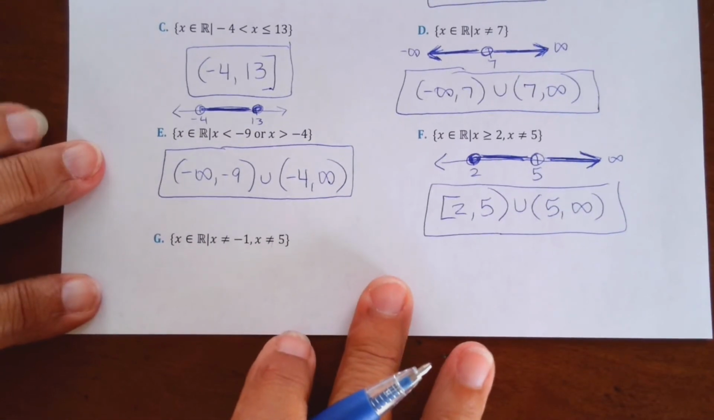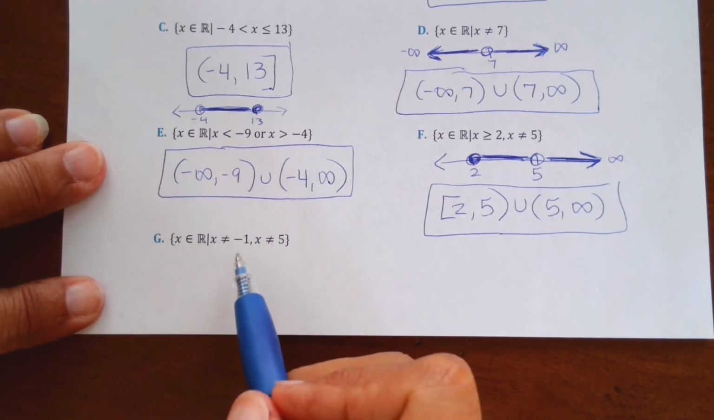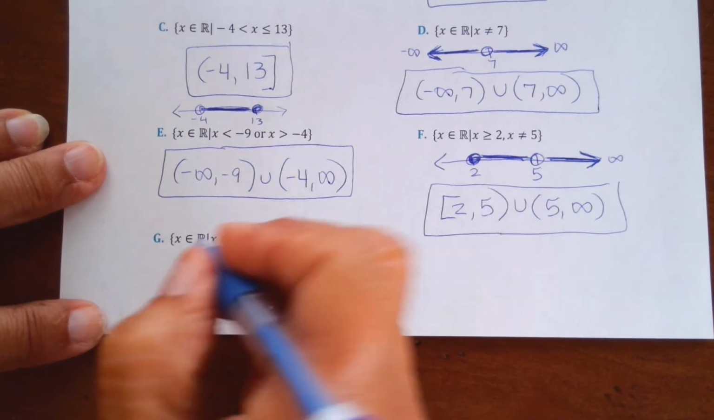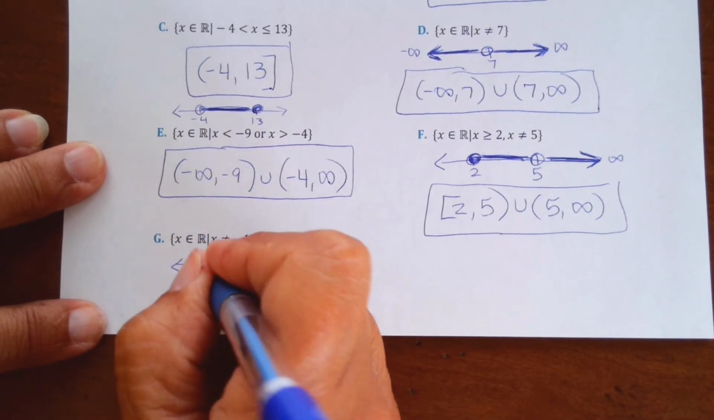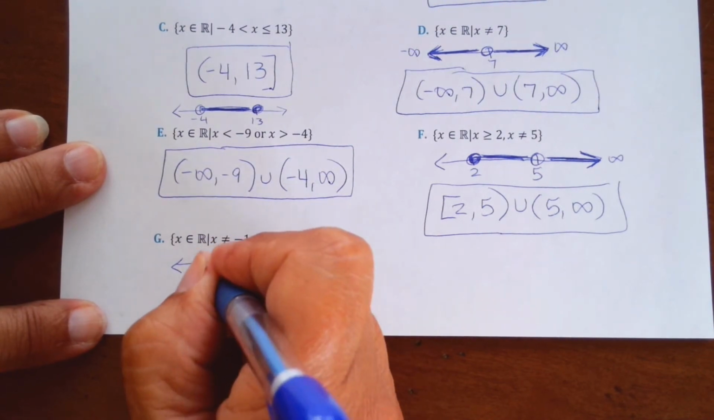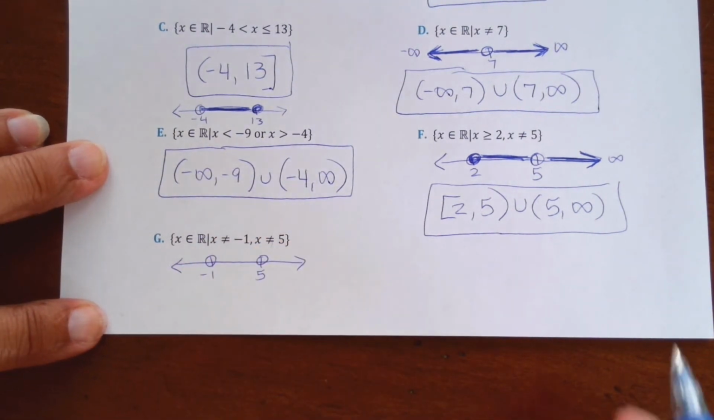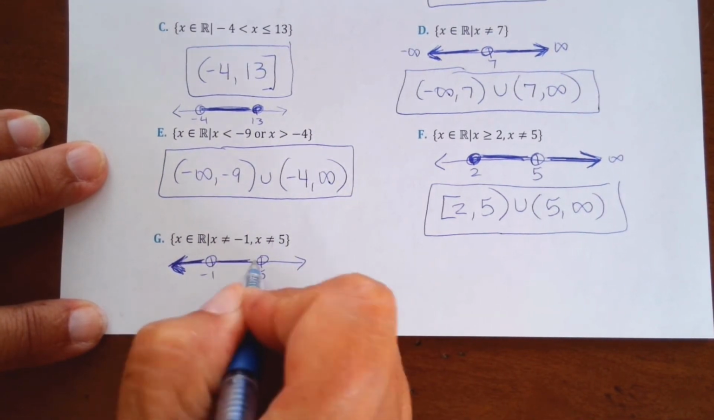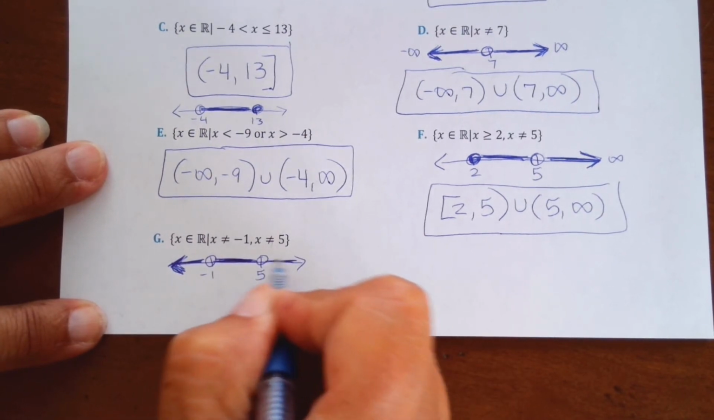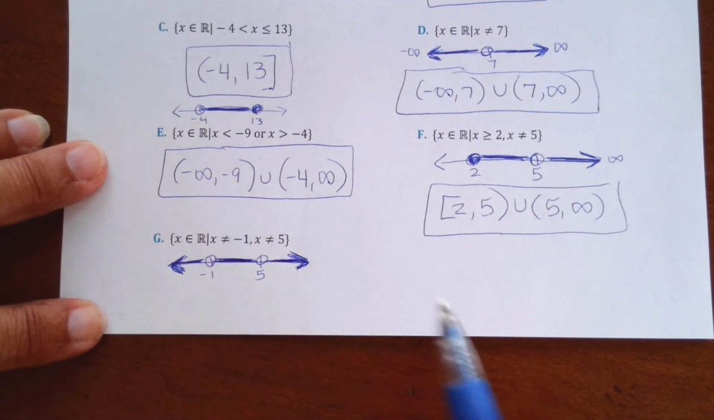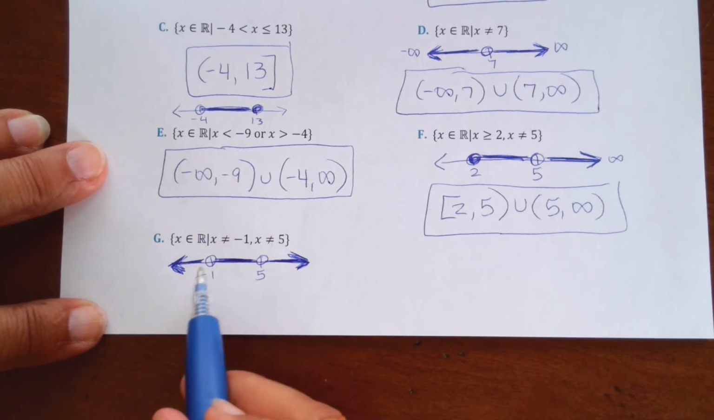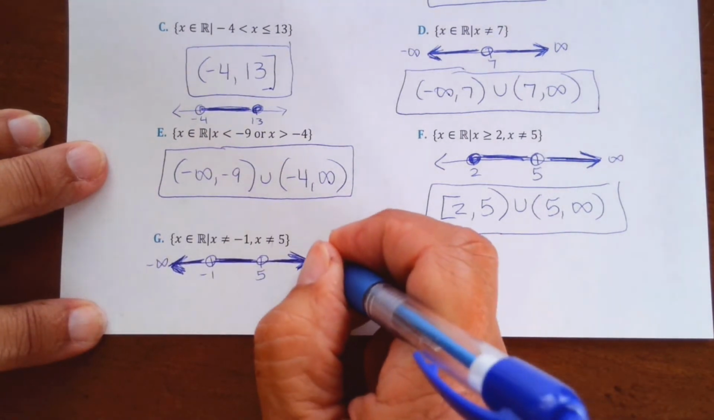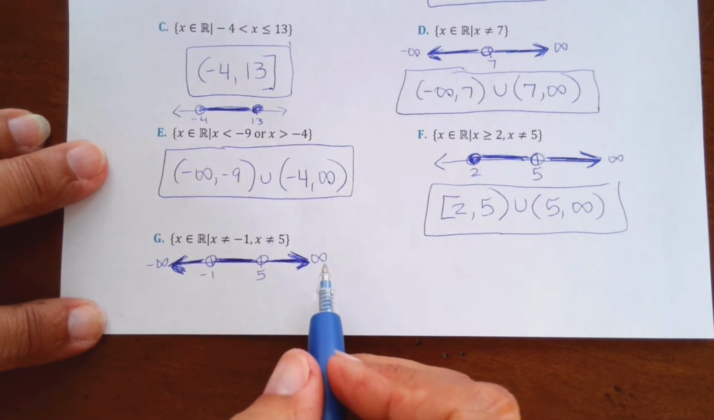All right, last one. All real numbers except for negative 1 and except for 5. So x can't be negative 1, x can't be 5. So again, look at the number line. Here's -1, here's 5. Can't use that, but I can use everything else. I can use all of this. I can use all of this. And I can use all of this. So if you notice, you're going to have 3 intervals on this one. We're going to do this interval, and this interval. So here's -infinity, there's positive infinity. You have to write the numbers in order.